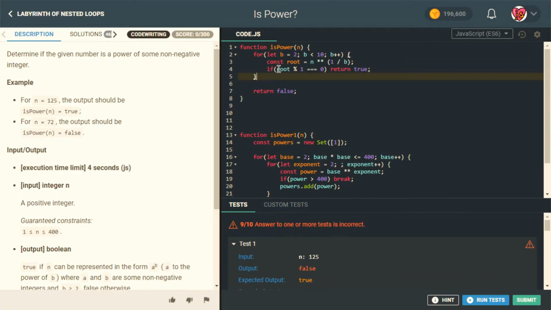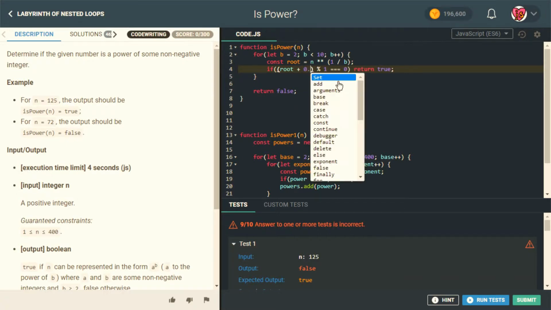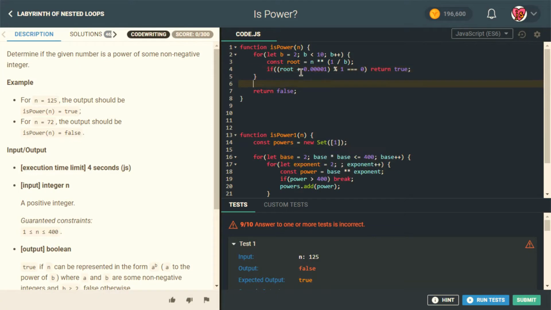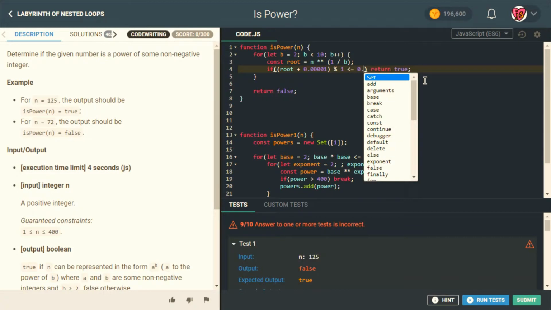So what do we want to do with root? Well, basically what we want to say is, is it close enough to 0? So the problem with this is right now it could be like 0.999999999999999. So that's really close to 1, actually. So I'm going to just add a very small number onto root just to sort of tip it over so that it ends up necessarily being a bit above the number instead of above or below the number. So this is going to put it a bit above. And then we don't want to say that it's equal to 0. We want to say that it's less than or equal to 0.0001.